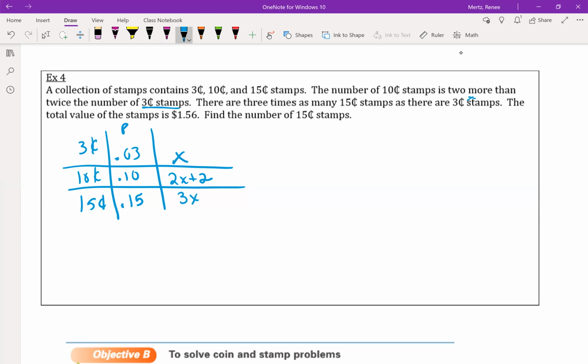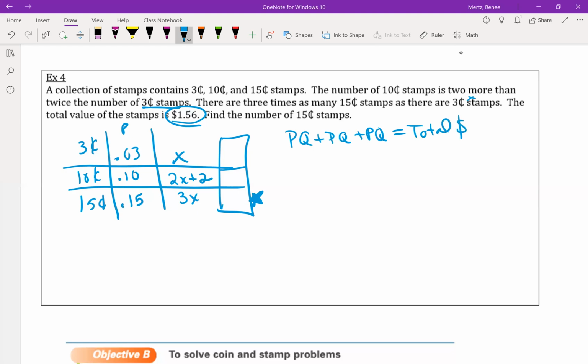The total value of the stamps, so our total money, is $1.56. Find the number of 15 cent stamps. So when I draw my box, I'm putting a star at the 15 cent stamps because that's the one that I care about. So our setup for this one is going to be PQ plus PQ plus PQ equals total money.